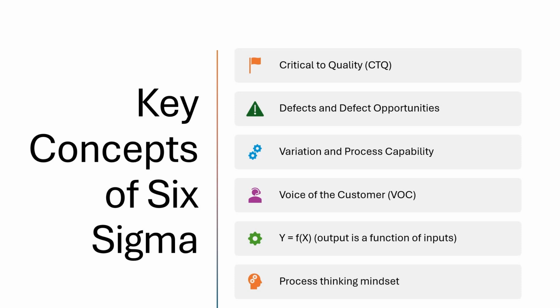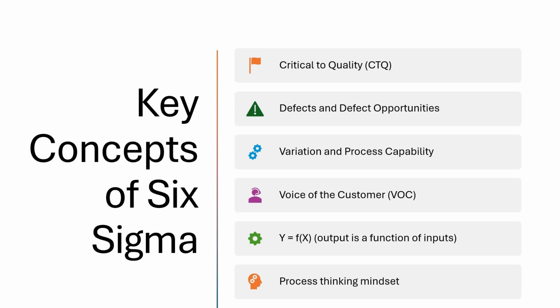And then comes the process thinking mindset. Six Sigma encourages you to see work as a series of interconnected processes, not isolated tasks. This mindset helps find root causes. Most importantly, it helps us optimize steps and reduce waste and rework. Instead of blaming individuals, it looks at how the process can be improved. It promotes the culture of continuous improvement by analyzing the end-to-end workflows.